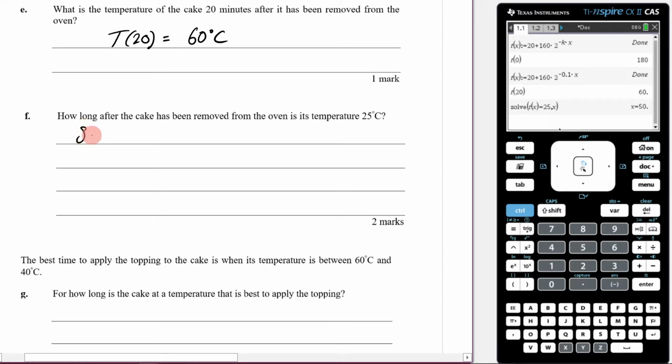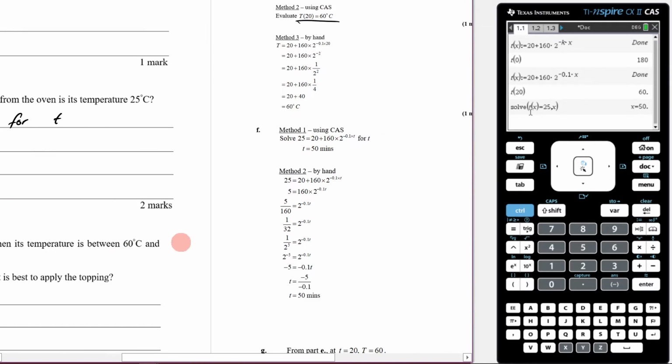So solve T of, now I want to make sure that I use the correct notation in the question. In the question, there is no X. I've used that on my calculator so I could graph it correctly, but it's actually T of T in the question. Solve this for T. Therefore, T is equal to 50. So 50 minutes. Now, let's look at our mark scheme to make sure that we've done this nicely.